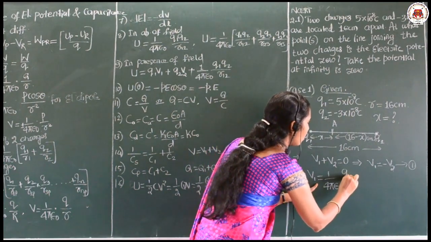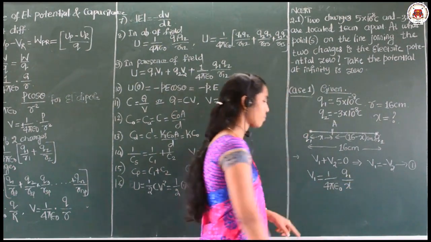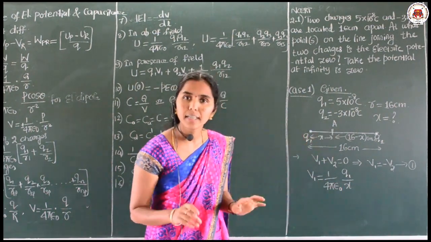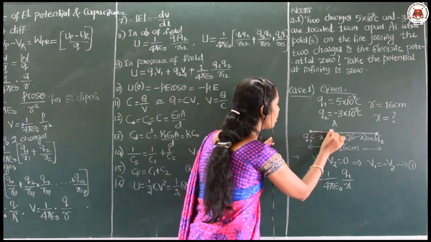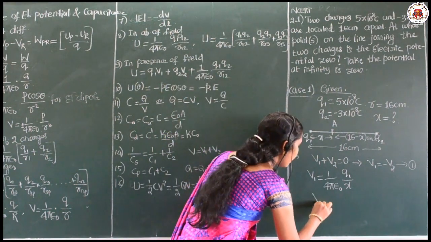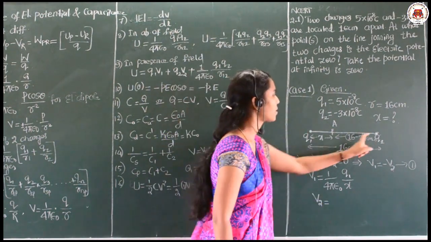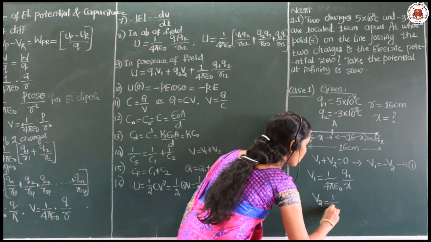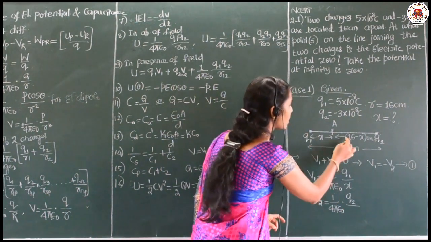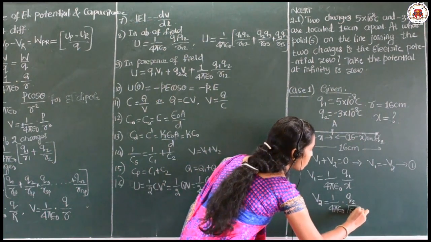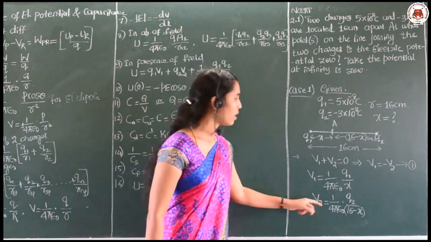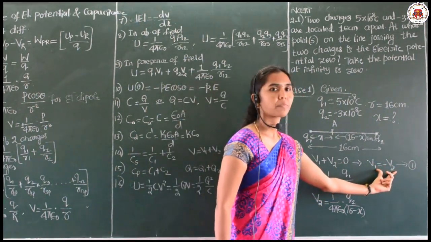pi epsilon naught q1 upon x. I write directly here x. Why? Because the point A is taken as the center, then from the charge q1 the distance to there is x. Okay? Then similarly for the charge q2 the potential is 1 upon 4 pi epsilon naught q2 upon what is the distance here? 16 minus x.